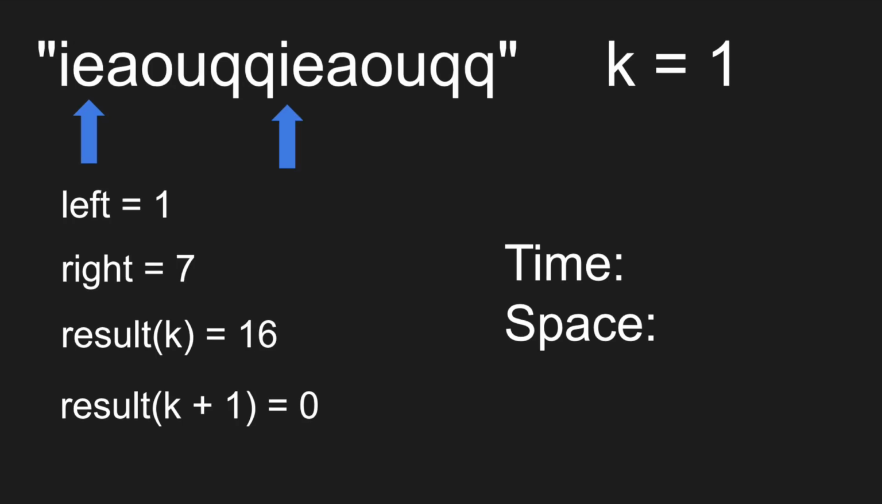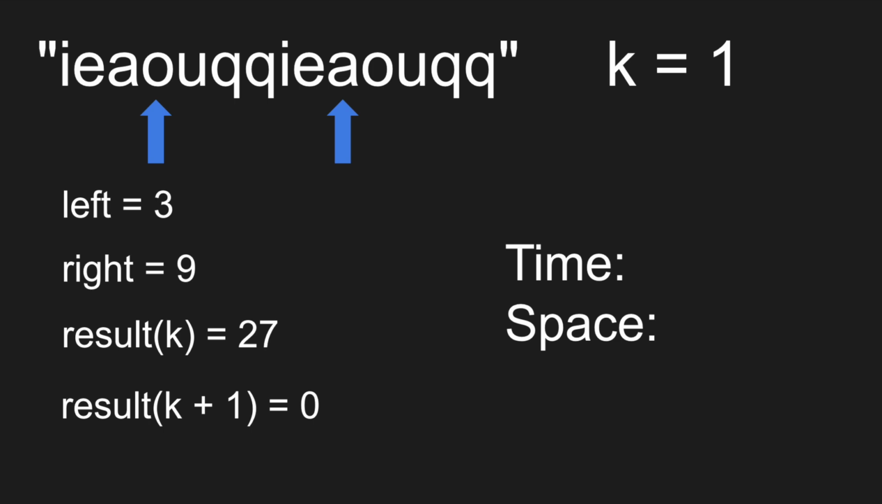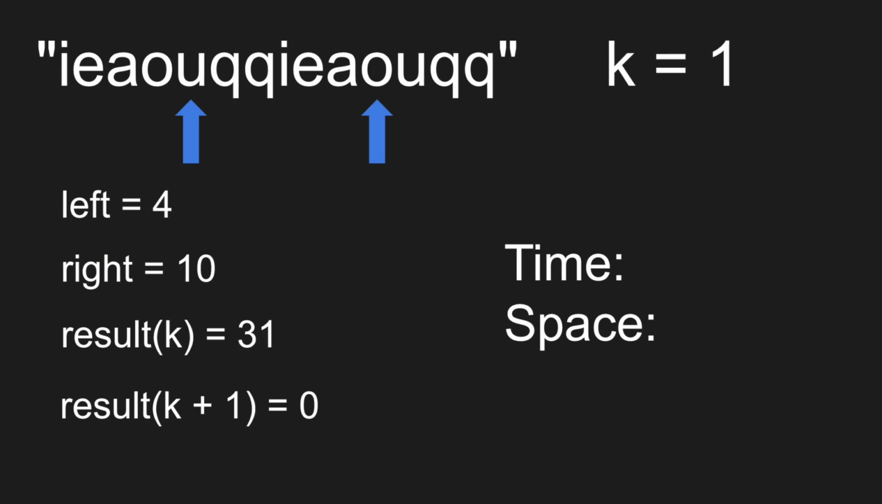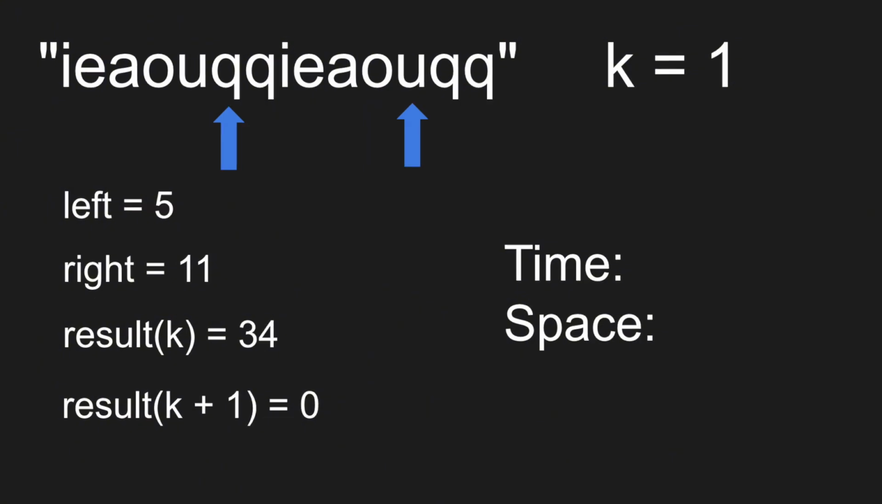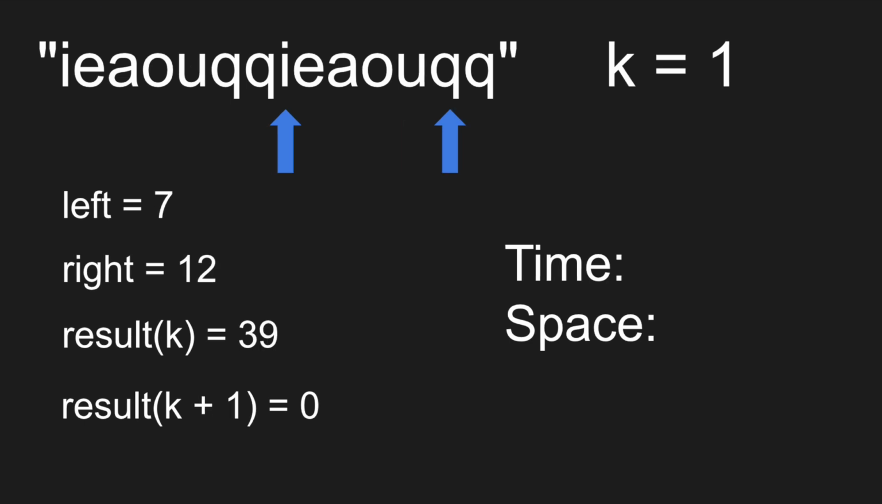The right pointer is now 7, so we add 7 to result. Now the right pointer is 8, so we add 6 to result. Now the right pointer is 9, so we add 5 to result. Now the right pointer is 10, so we add 4 to result. Now the right pointer is 11, so we add 3 to result. Now the right pointer is still 11, so we add 3 again. And the last instance, the right pointer is 12, so we add 2 to result.